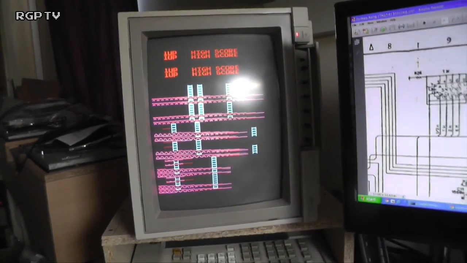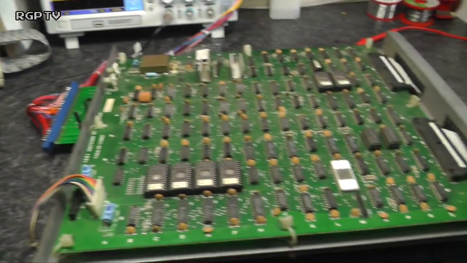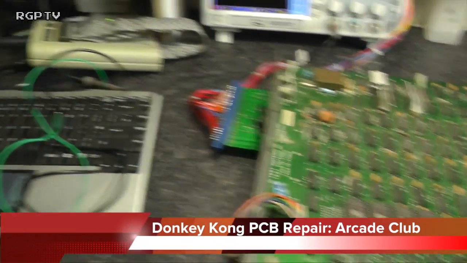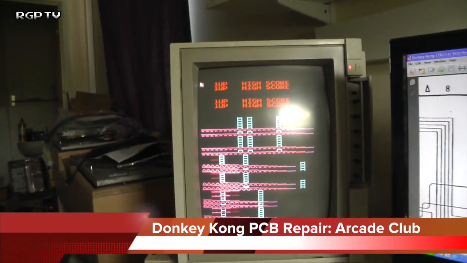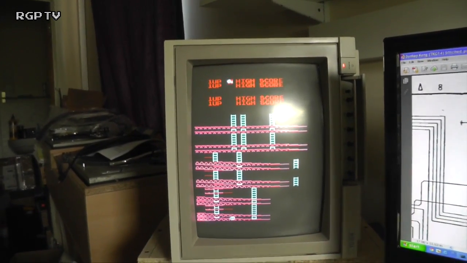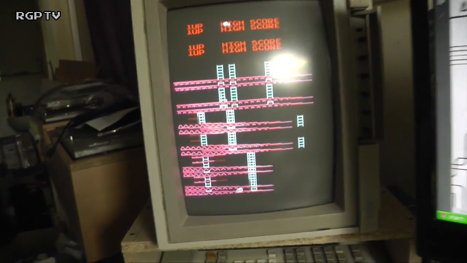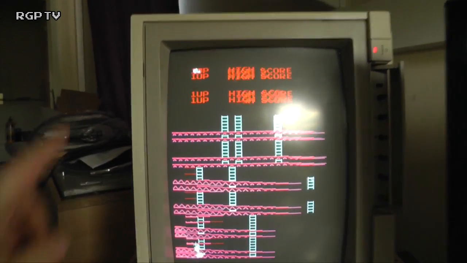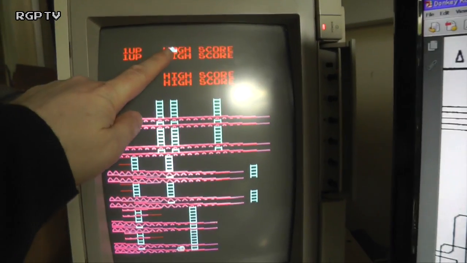Hello, and today we're going to have a look at a Nintendo Donkey Kong PCB, which has got a number of little issues going on. First things, this has actually developed a secondary fault over a short period of time, where it's now doubling up on the text. And if you can see up here, there's like a block floating backwards and forwards.